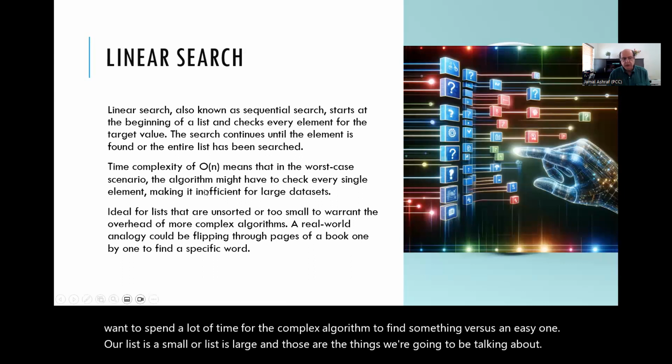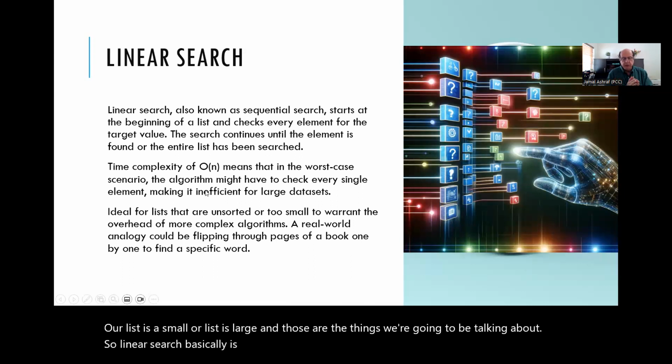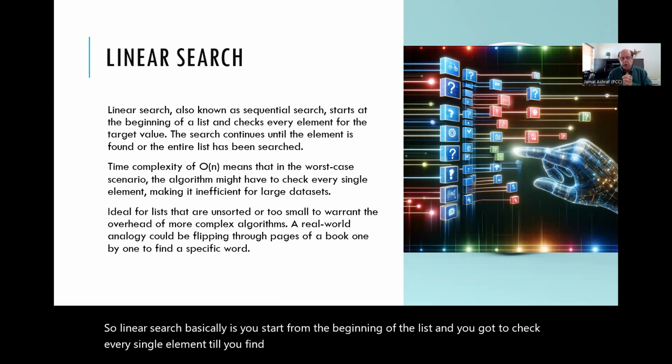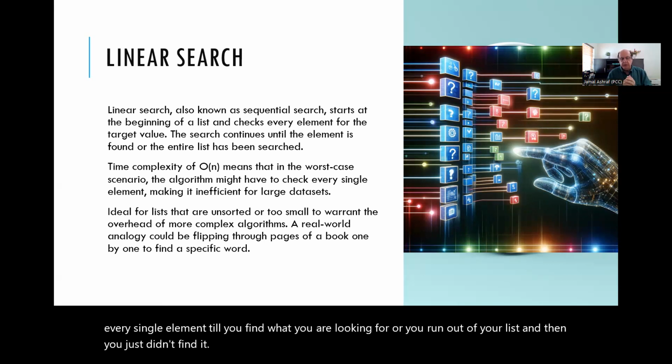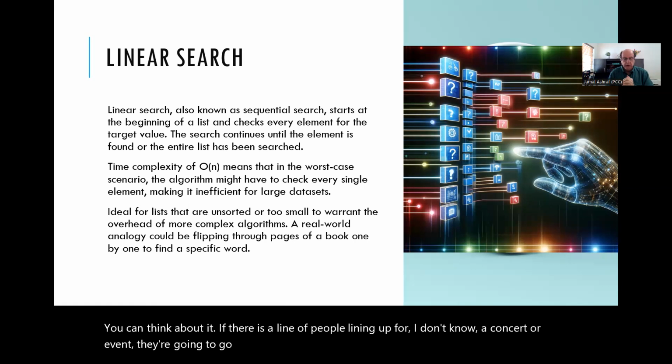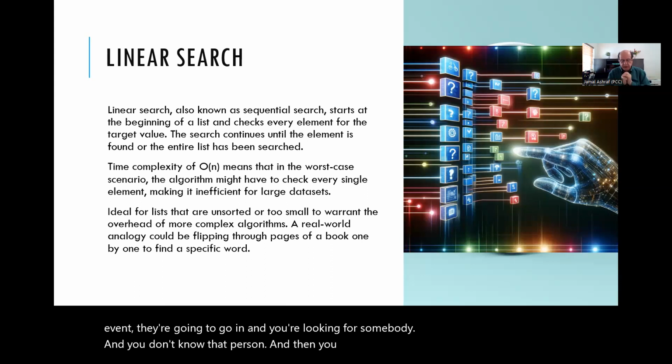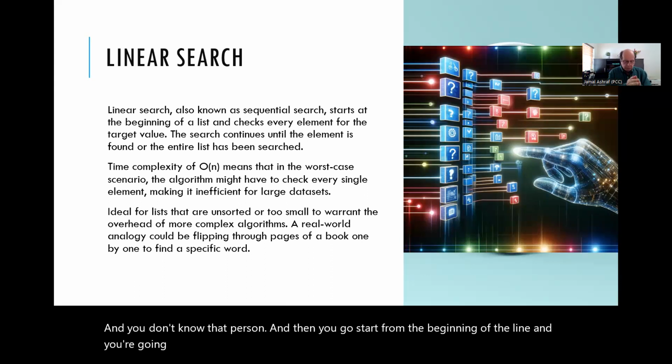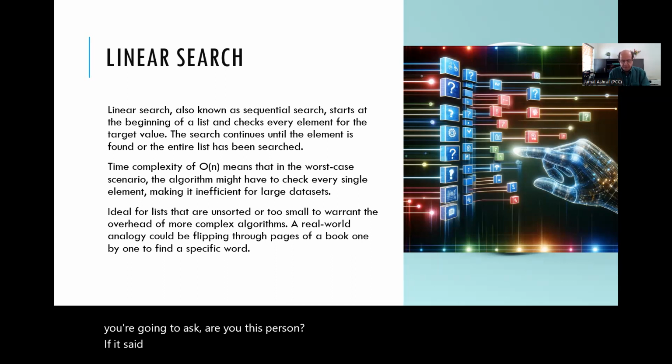So linear search basically is you start from the beginning of the list and you check every single element till you find what you are looking for, or you run out of your list and you just didn't find it. You can think about it as a line of people lining up for, I don't know, a concert or an event, and you're looking for somebody and you don't know that person. You start from the beginning of the line and ask, are you this person? If it's a yes, you're done, you found who you're looking for.